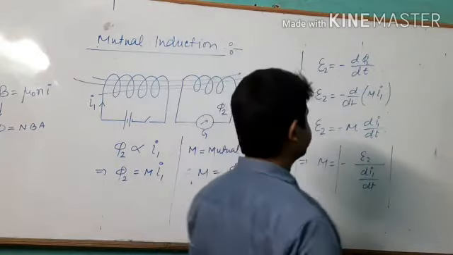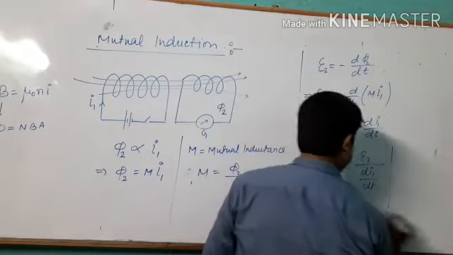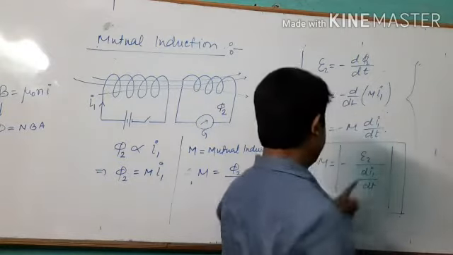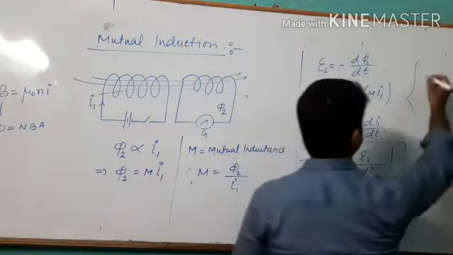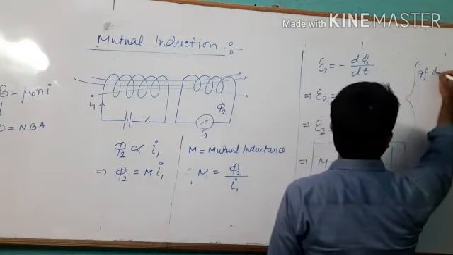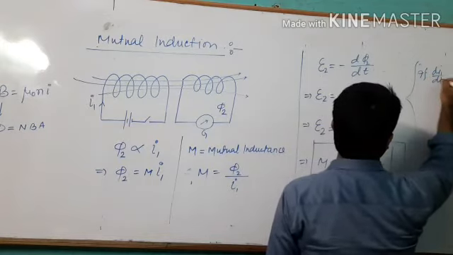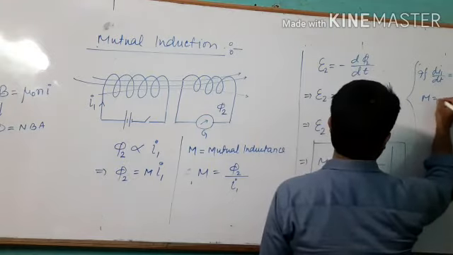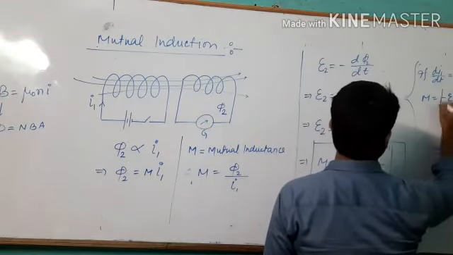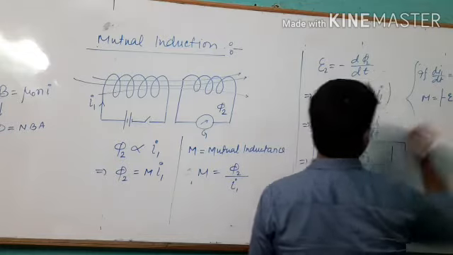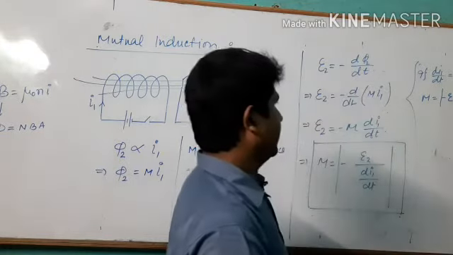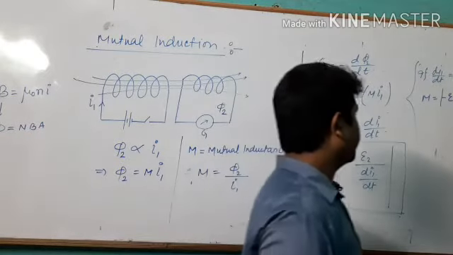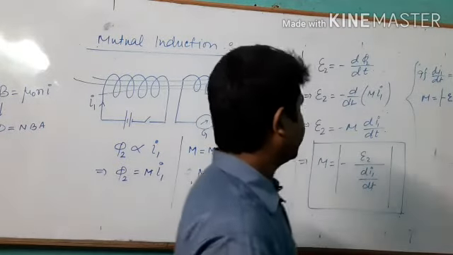Now if dI1 by dt is 1, if we consider dI1 by dt is 1, then we can write M equal to minus epsilon 2, or magnitude of epsilon 2. That is, mutual inductance is numerically equal to the EMF.